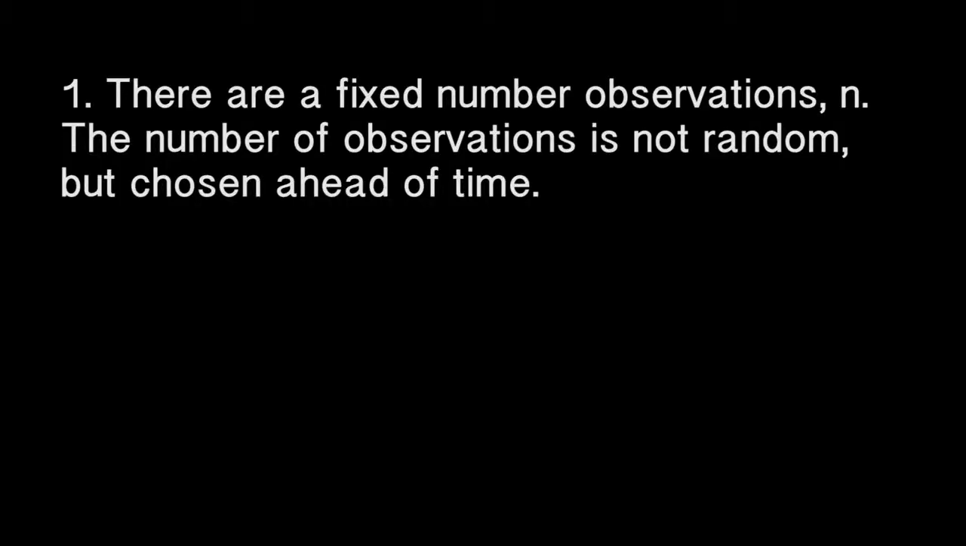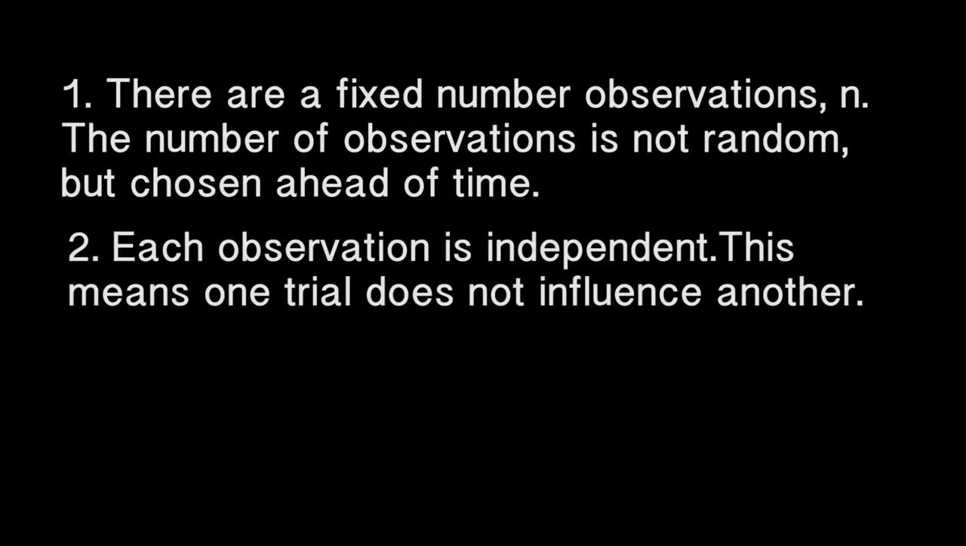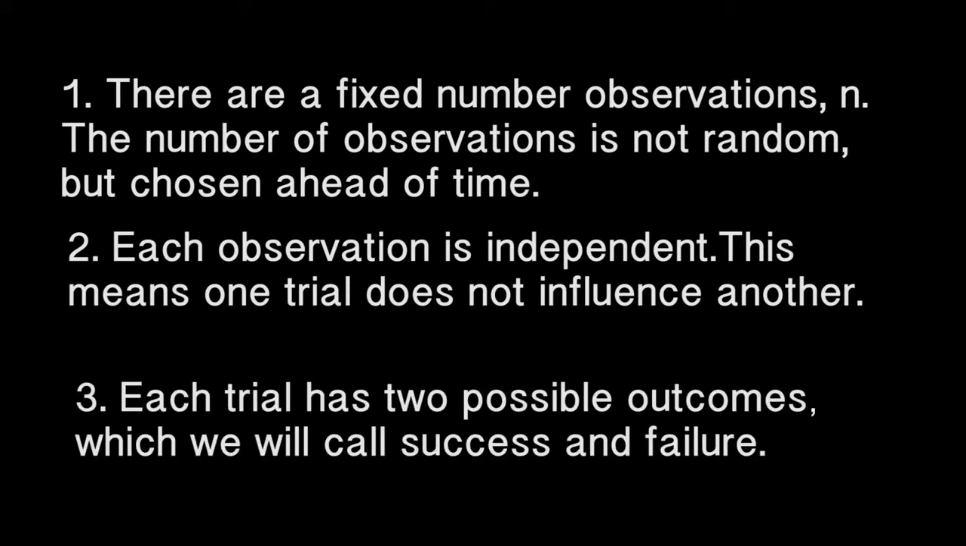A binomial trial is defined by the following conditions. 1. There are a fixed number of observations n. The number of observations is not random, but chosen ahead of time. Number 2. Each observation is independent. This means that one trial does not influence another. 3. Each trial has two possible outcomes, which we will call success and failure. For each trial, the probability of success p remains the same.